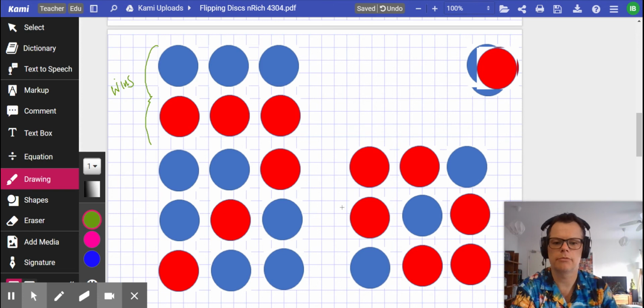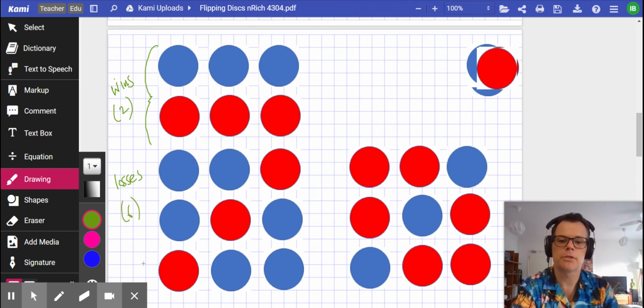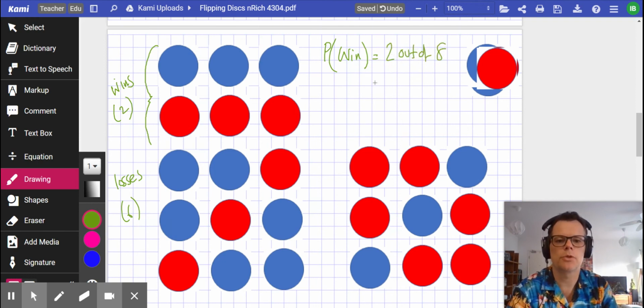Now, how many of those are there? There's 1, 2, 3, 4, 5, 6. There's 2 ways to win, and these are my losses, and there's 6 ways to lose. In total, there are 8 different outcomes to this event. 2 wins, 6 losses. Add them all up, there's 8. So the probability of winning, I'll put the word win in now. The probability of winning is 2 out of 8, which we can write as a fraction in its simplest form.